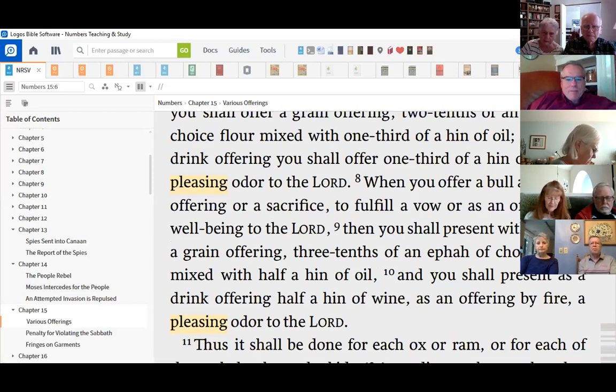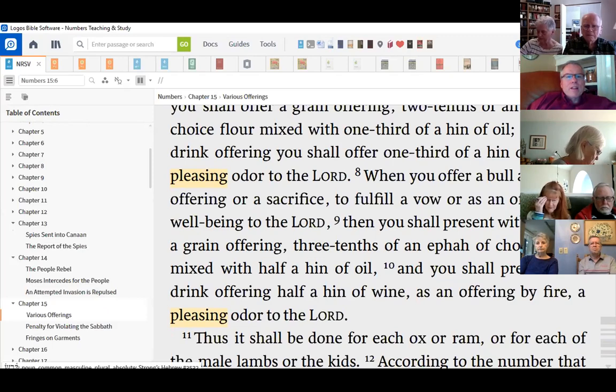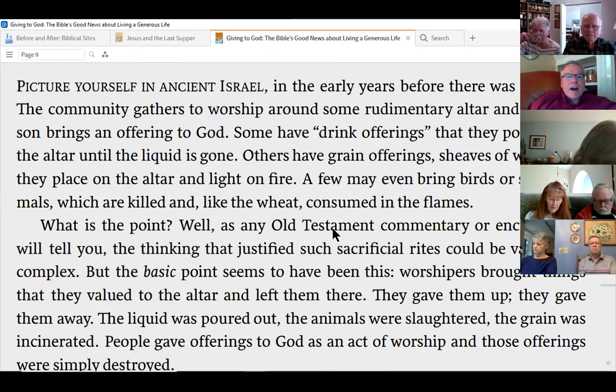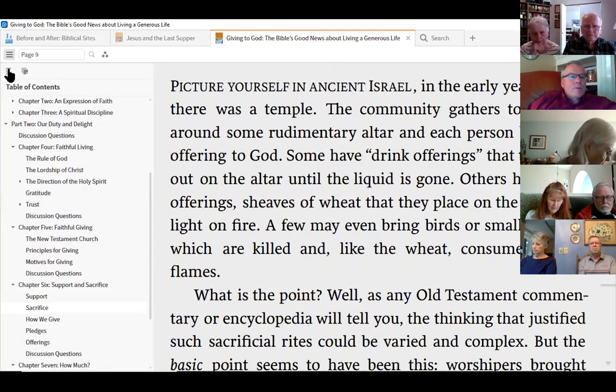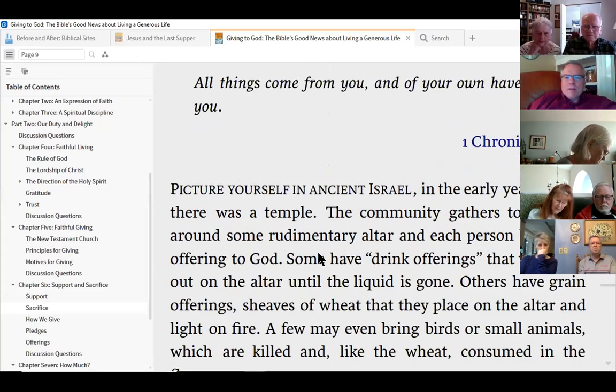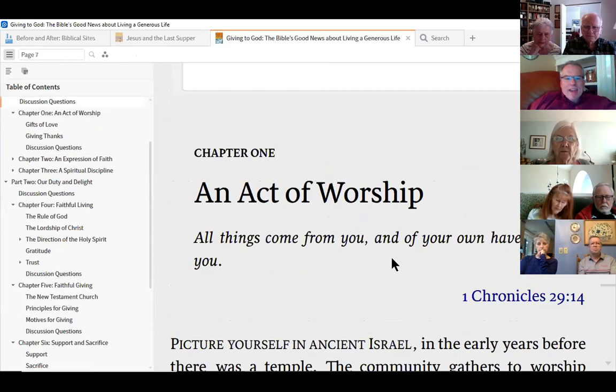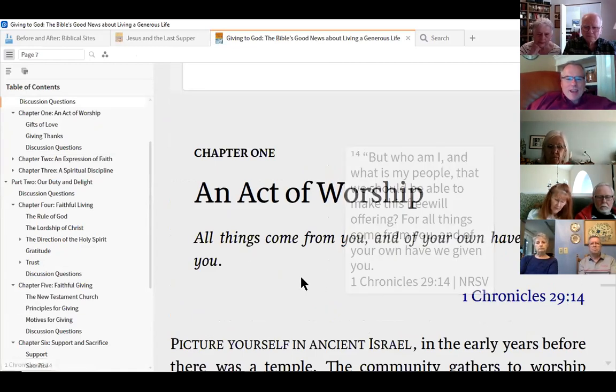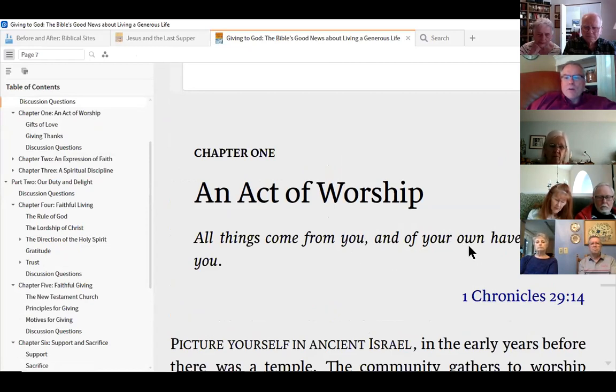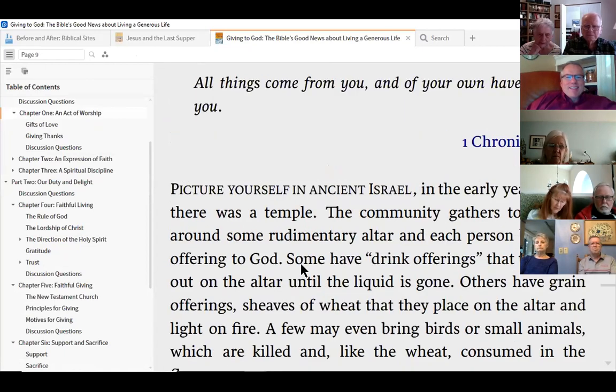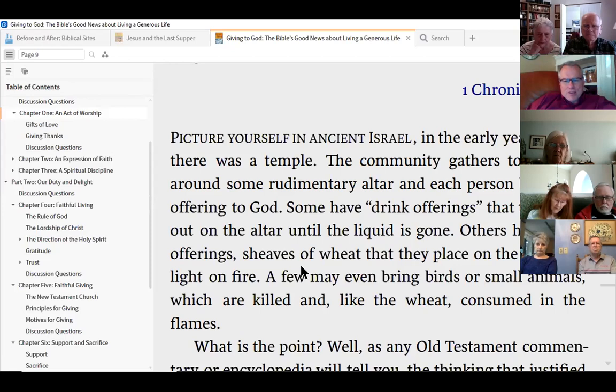Since you mentioned that, you made me think of a little section from Mark Allen Powell's book, Giving to God. From 1 Chronicles 29, it says, "All things come from you, and of your own have we given you." So there's a recognition in offering things, Sharon, like you mentioned, and especially doing it as a group, that all things come from God. This is a book on stewardship, really, but he says this about ancient Israel and all these drink offerings. So it just made me think of this little section, so I wanted to read this.